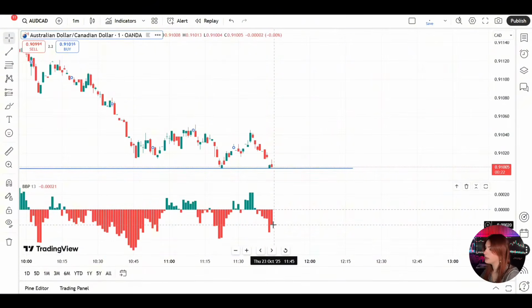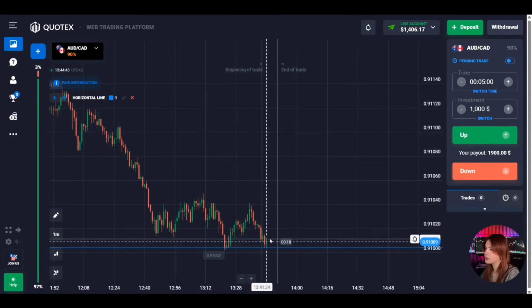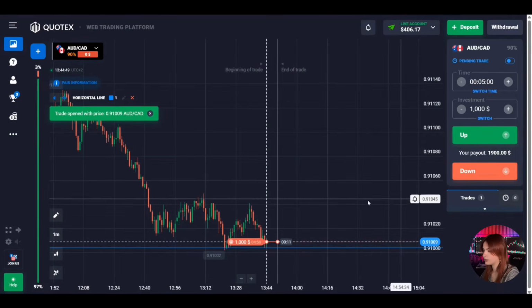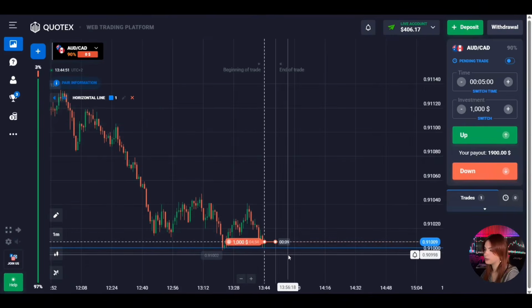A downward movement is expected in the near future, and therefore we will now switch to the Quotex platform and open a 5-minute deal to go down. It is likely that this level will be broken in the near future, and we will try to profit from this movement. Guys, I believe that 5 minutes will be sufficient, even considering a slight upward retracement.